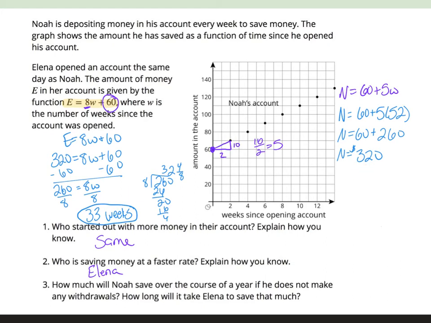How long will it take Elena to save that much? Over here, I used the equation for Elena, plugged in 320 to be equal to her total amount saved over here, and then I'm solving for W, subtract 60 from both sides, divide both sides by 8, did some scratch work over here to divide by 8, and I got 32 and a half weeks, or we can't really have half a week here, so at 33 weeks, she will have the same.